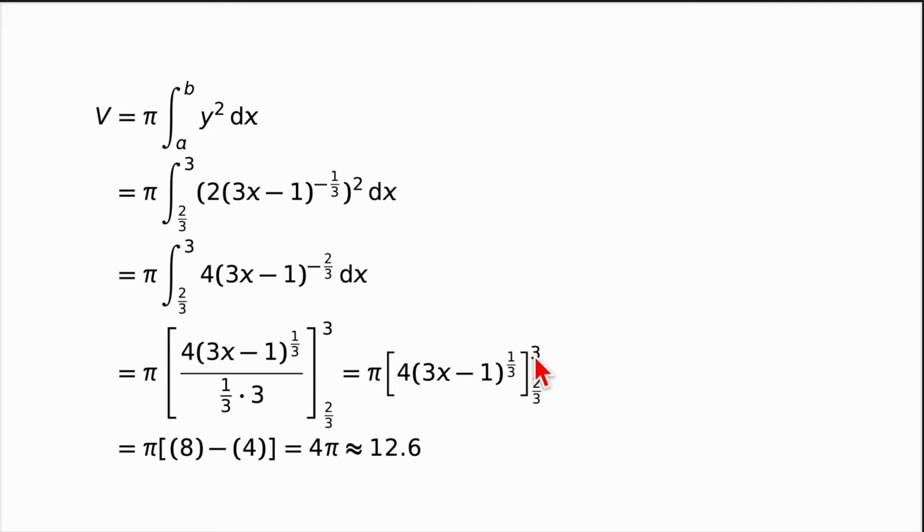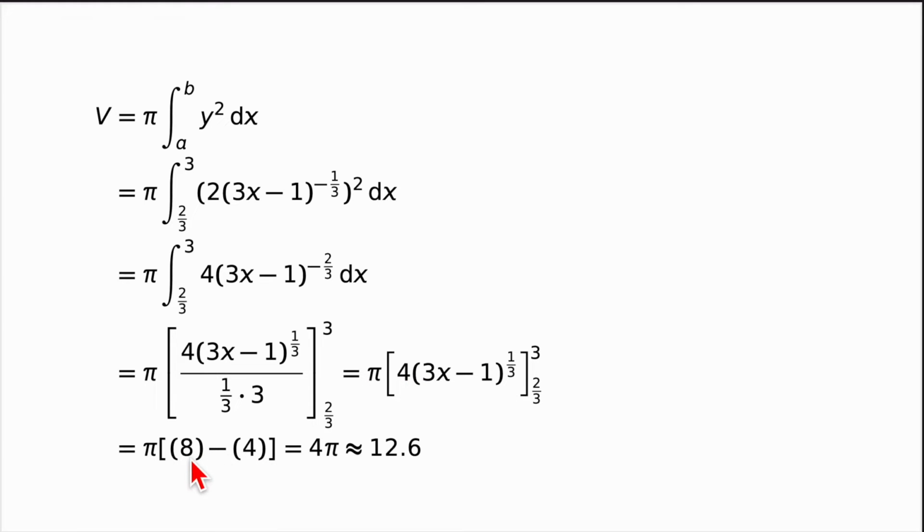When we substitute in x equals 3, you get 3 times 3, which is 9, minus 1. That gives you 8. 8 to the power of 1/3 is like doing the cube root of 8, and the cube root of 8 is 2. And then 2 times 4 gives you 8. So there's the expression evaluated with x equals 3. And when I put in the lower limit, I'm going to get 3 lots of 2/3, which is going to give me 2. 2 minus 1 is 1. The cube root of 1 is 1. 1 times 4 is 4, and so there's my 4.